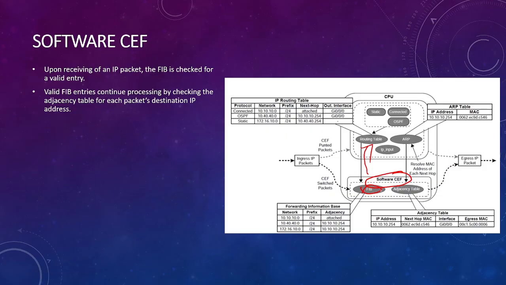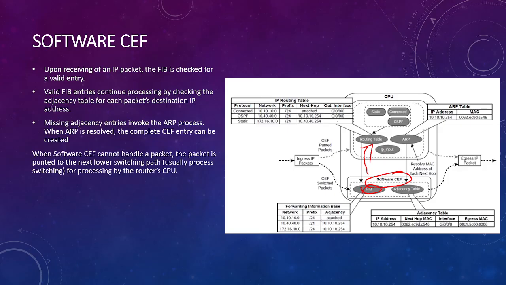But in case there is a FIB entry and a valid adjacency entry, what happens? It will form the packet and send it to the egress interface. And this is what we discussed: when software CEF cannot handle a packet, CEF is pointed to the next lowest switching path, which is usually process switching, the software switching, that is processed by the router CPU.